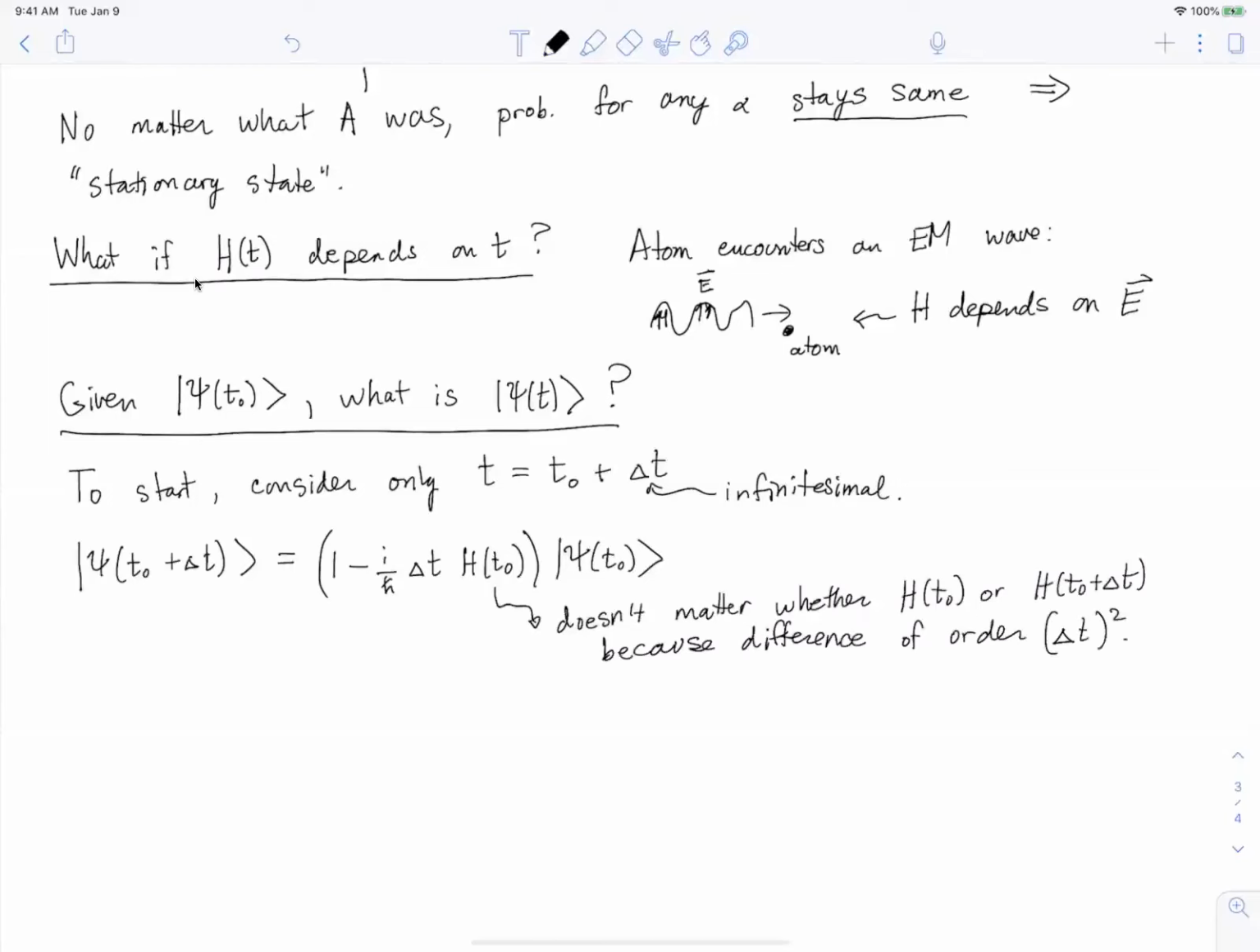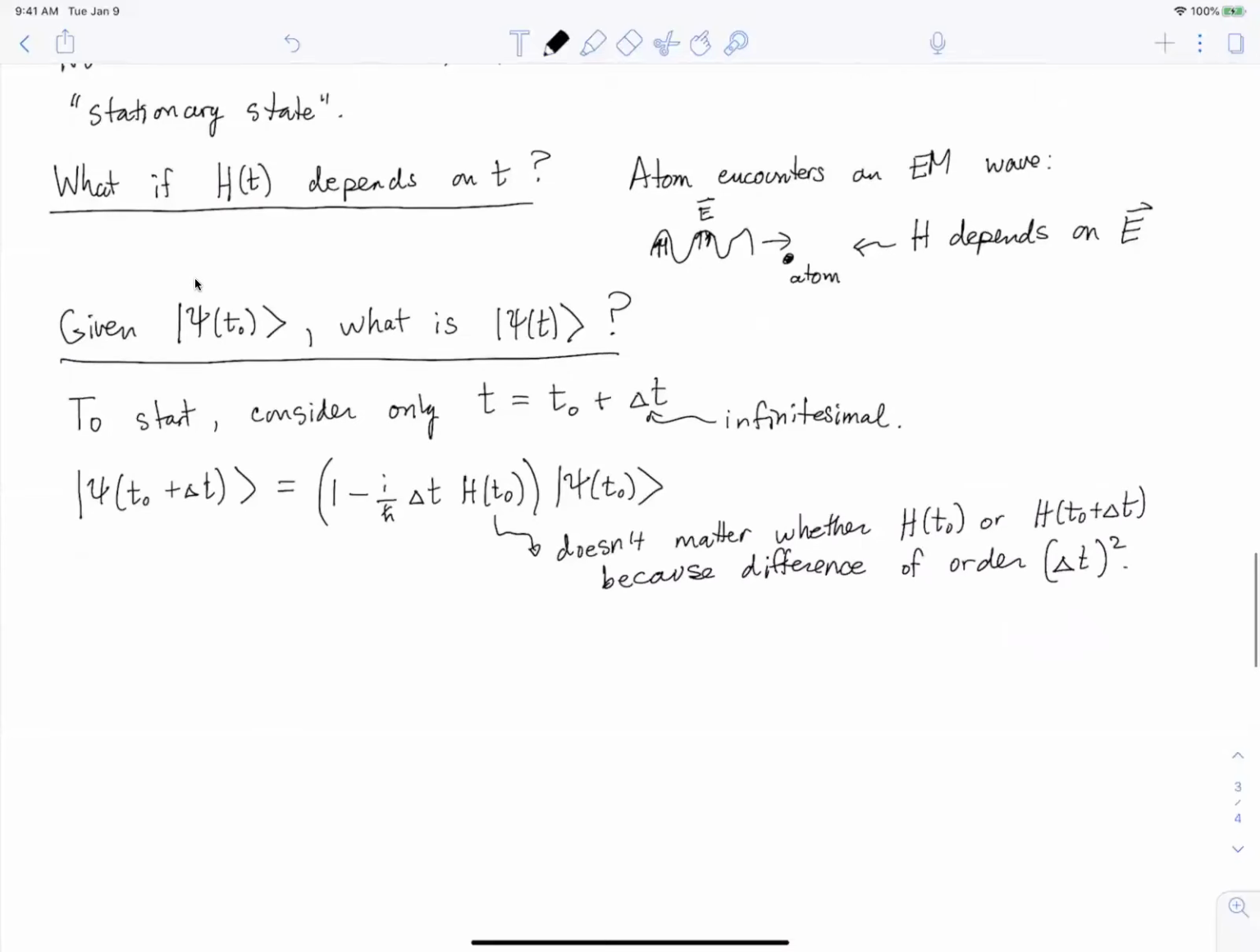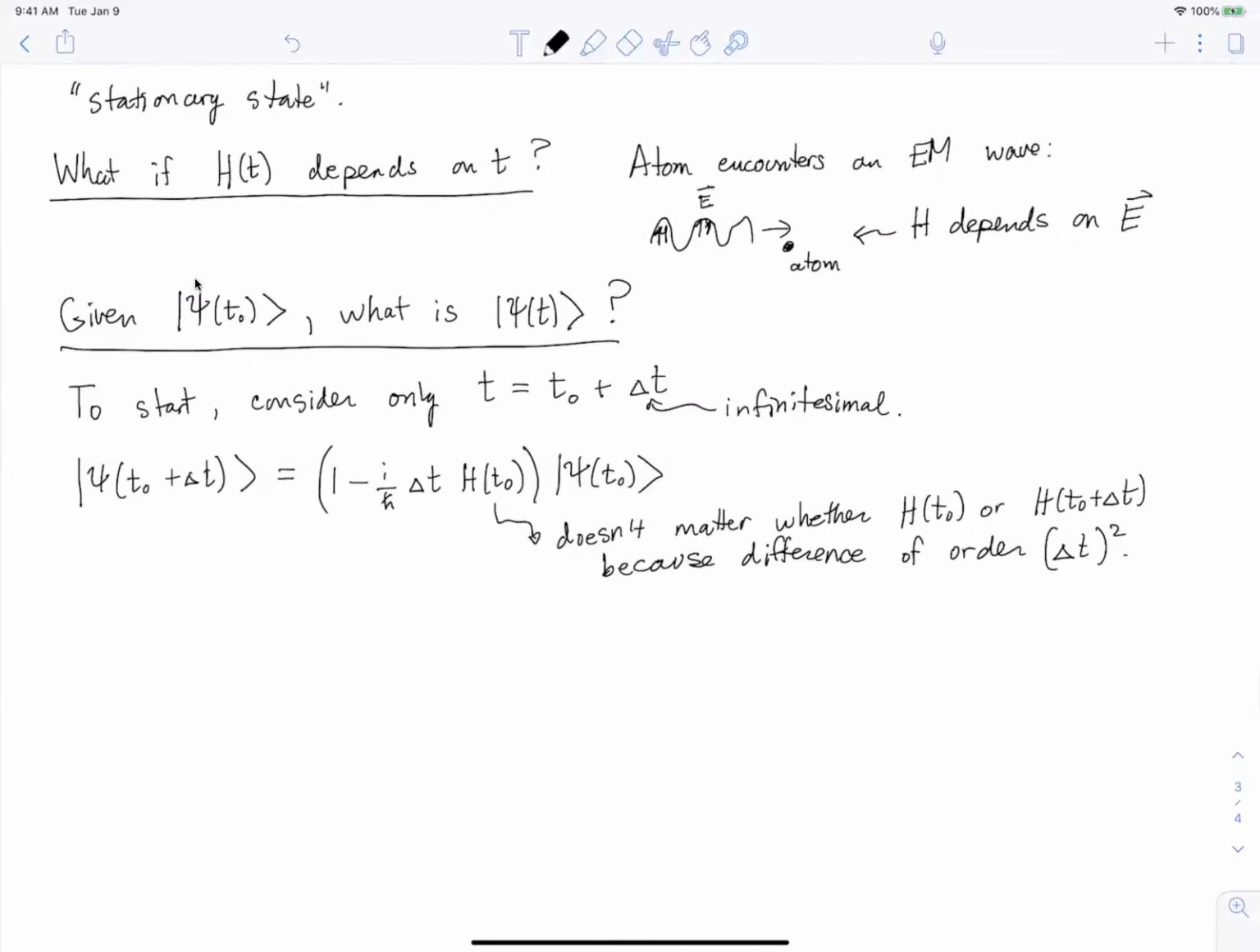Okay, so I made some arbitrary choice of saying, let's use h of t0, but it wouldn't make a difference. But now I'm going to rewrite it in such a way that it actually does make a difference, because I'm going to write this as exponential minus i over h bar delta t h of t0, psi of t0.